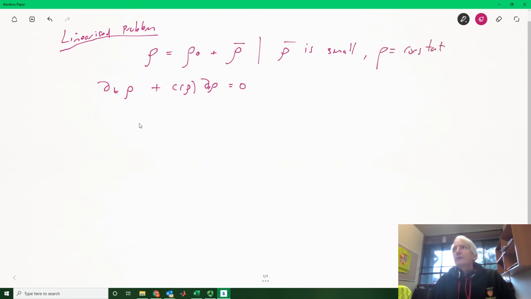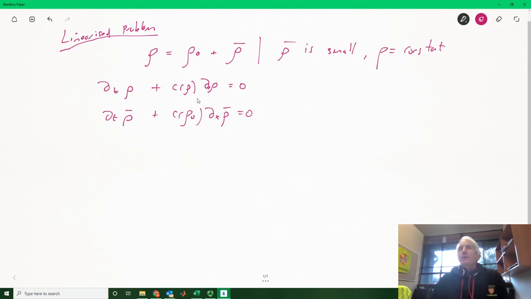So the idea of linearization is really simple, right? You just differentiate here and you're going to get d by dt of this rho prime plus, and then this is just c of rho naught, a constant. It doesn't vary enough compared with the variation here, which is going to be a small number times another small number. So it's going to be even smaller and disappear. d by dx of rho prime equals 0.